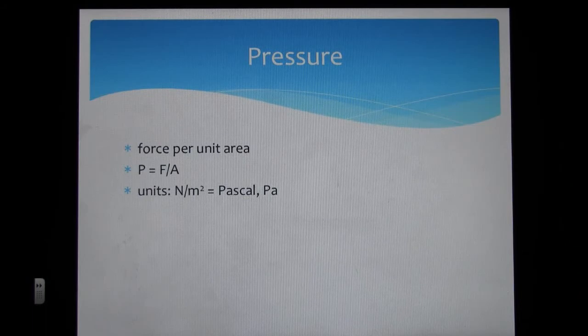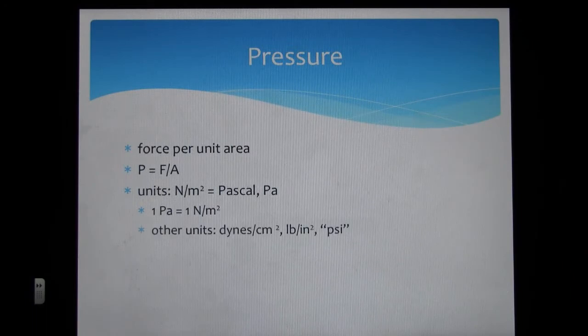This is also known as a Pascal. The unit Pascal can be abbreviated as Pa. 1 Pascal is defined as 1 Newton per meter squared. Some other units for pressure are dynes per centimeter squared, or pounds per inch squared, also known as PSI, pounds per square inch. You are probably most familiar with PSI, or pounds per square inch, the common units for tire pressure.